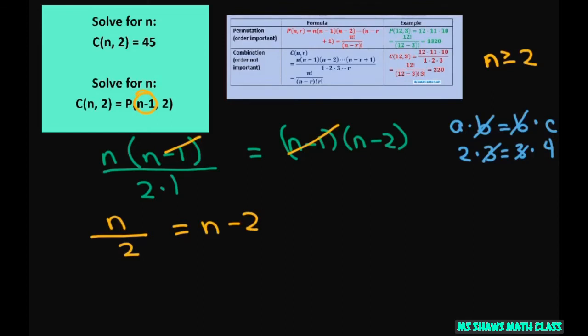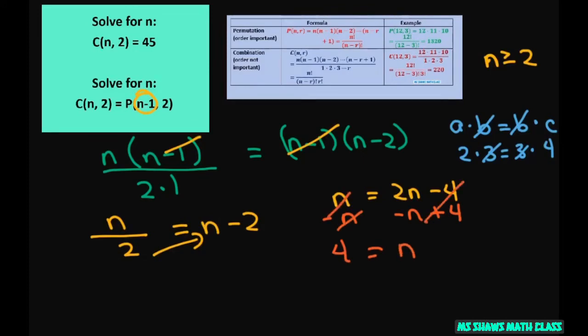Now simplifying this, if I cross multiply this up here, I get n equals 2n minus 4. And then we just solve for n. I'm going to subtract the n and add the 4. So add the 4 here, that will cancel. And then that's going to be your n. That will cancel. And that's your final answer.